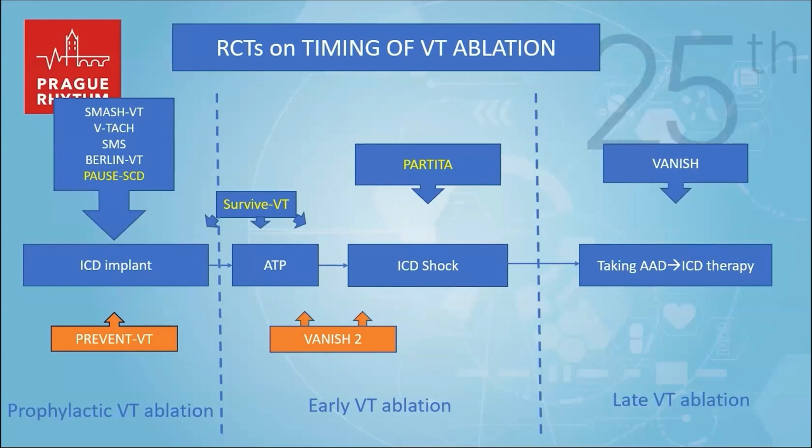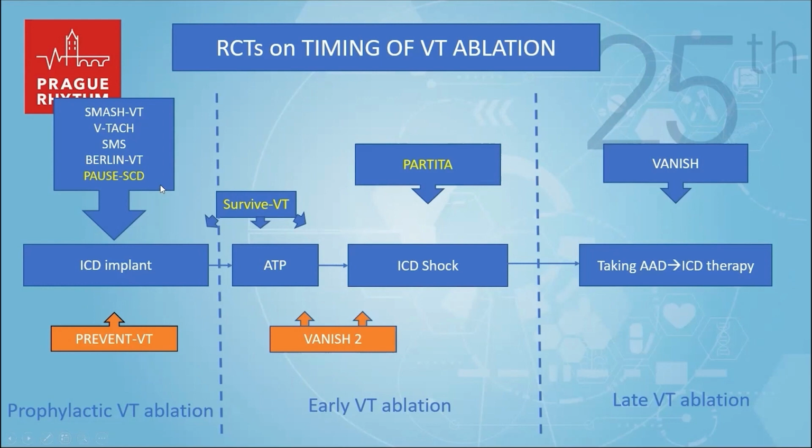Now, data from prospective studies in these last years have mostly focused on the concept of prophylactic VT ablation, and most of these studies, although having shown reduced recurrence rate of VT, failed to prove a survival benefit. You see here that we gathered the studies according to the timing of the ablation with respect to the occurrence of VTs: on the left the studies on prophylactic VT ablation, early VT ablation following the first ICD shocks, and late VT ablation on the right.